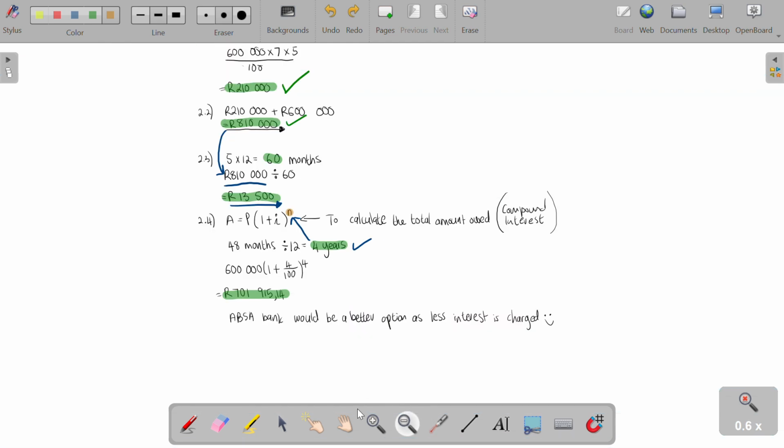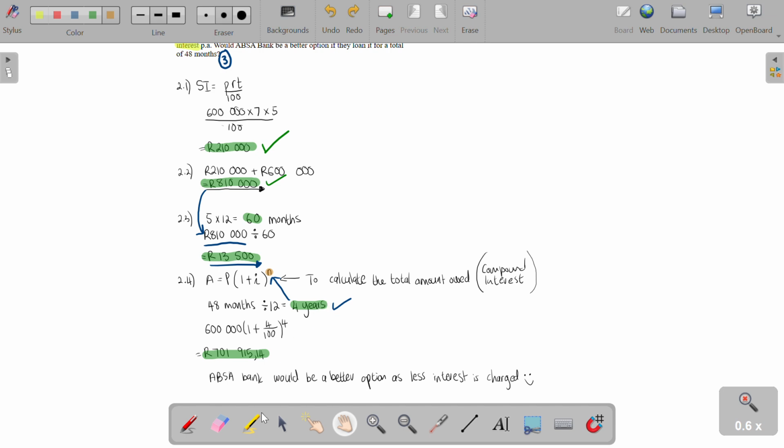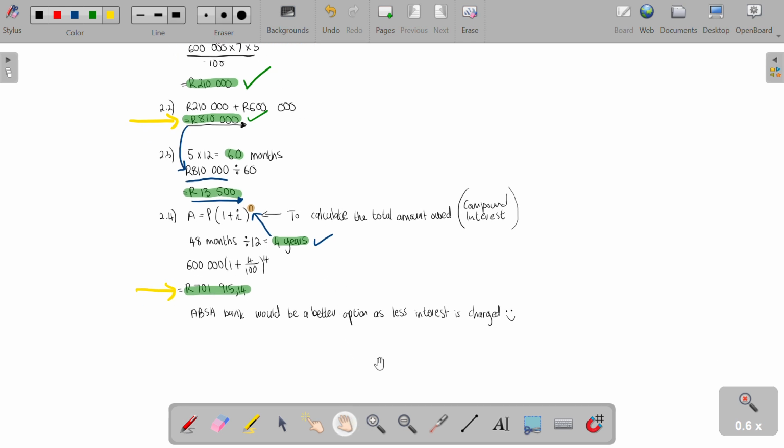And then basically, guys, what you need to do in the end is you just need to compare how much you would need to pay back between the two banks. So question number 2 over here was how much I needed to pay back for 2.2, was how much I paid back Capitec, and then Absa Bank I needed to pay this much. So obviously, guys, which one would be a better option? You would say Absa Bank would be a better option, as less interest is being charged over that period.